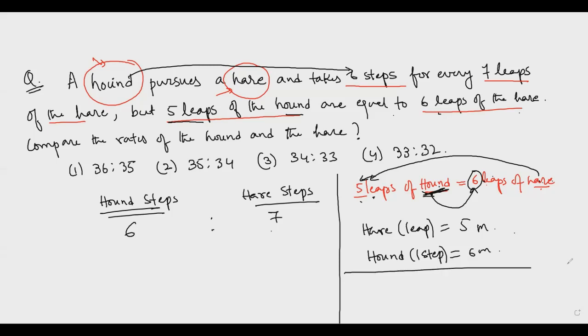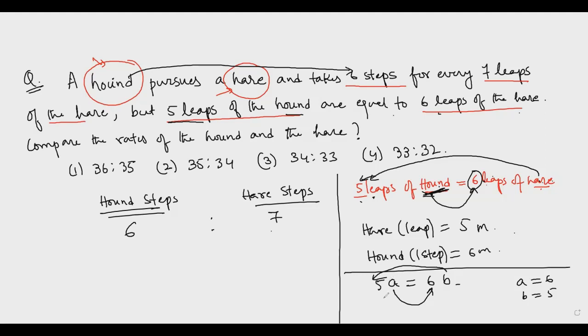If I am saying 5 times of A is equal to 6 times of B, I can take A as 6, and B as 5. Opposite, right?